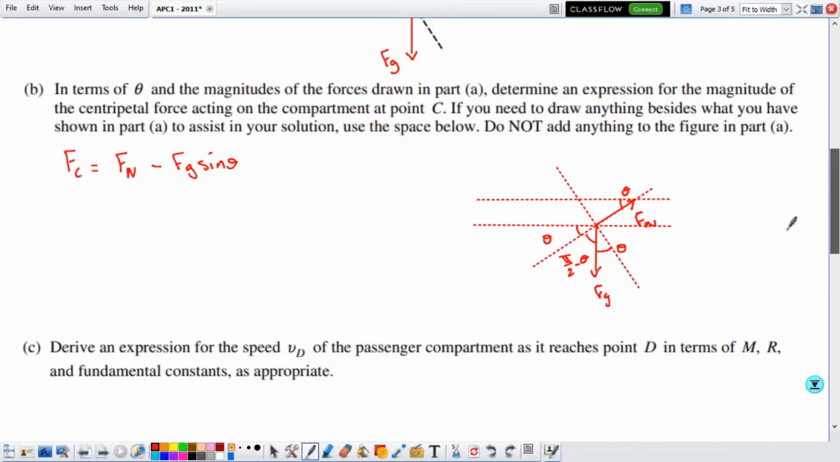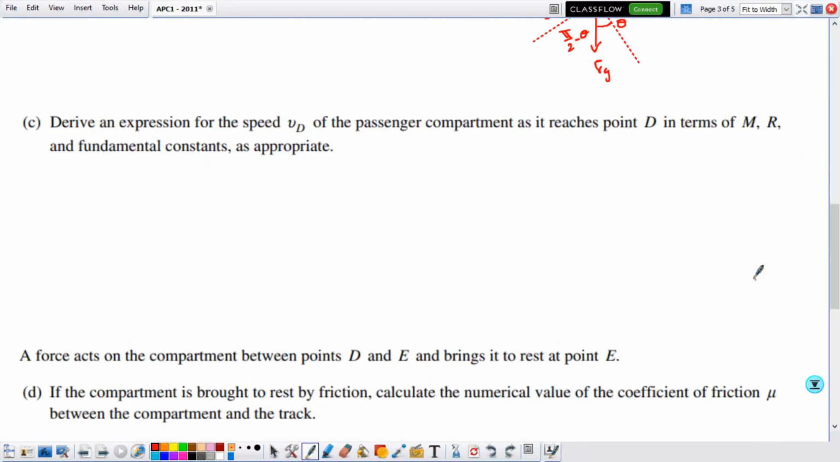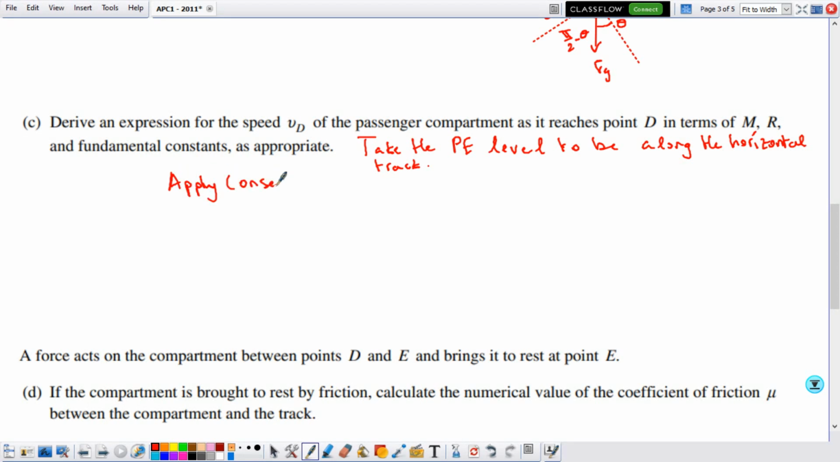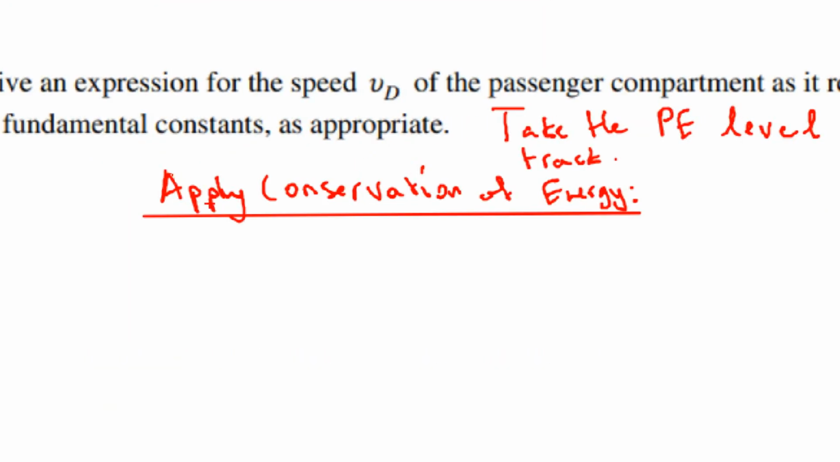And for that reason, let me say: take the PE level to be along the horizontal track, and now because we're applying a big law, I need to mention: apply conservation of energy. And pay attention, usually this statement is given half a mark because we're applying a big law.